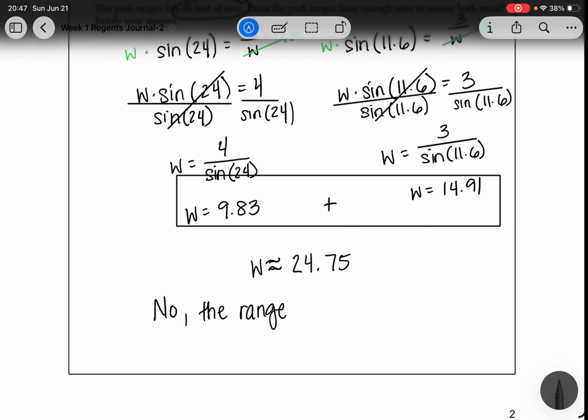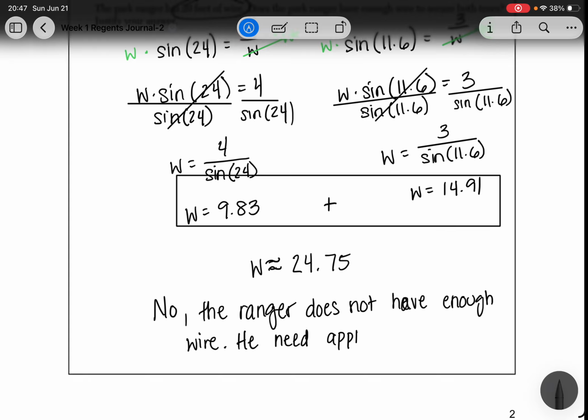You could leave it there, but if you want to be a little bit fancier, we could say how much more he needs. And then he needs approximately 5 feet more. And you can leave your answer like this.